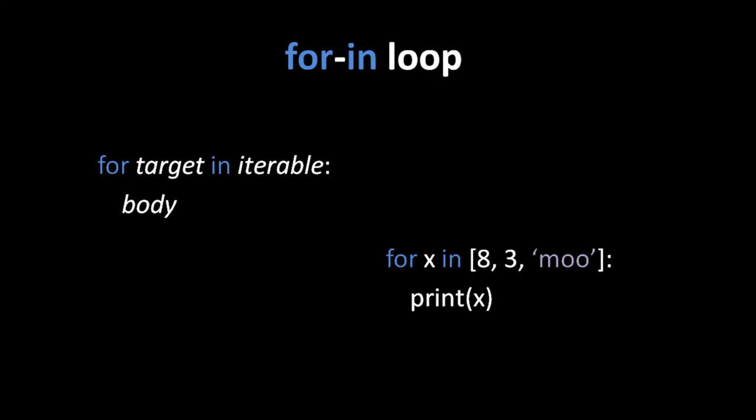Now, if there's one subtle thing about a for-in loop, it's that the variable, the target which we are assigning to in each iteration, is just a variable of the local scope. So if you're in a function and you have a for-in loop that assigns to a variable x, well, that variable x actually just exists in the whole scope of the function. So whatever last value it was assigned in the last iteration of the loop, it'll still have that value after the loop.